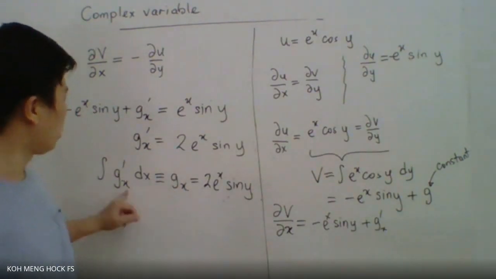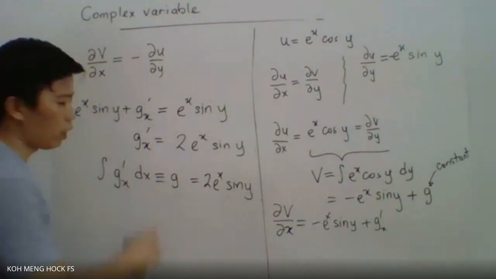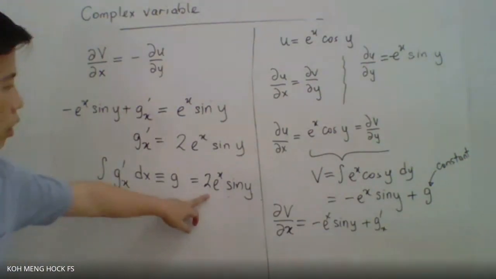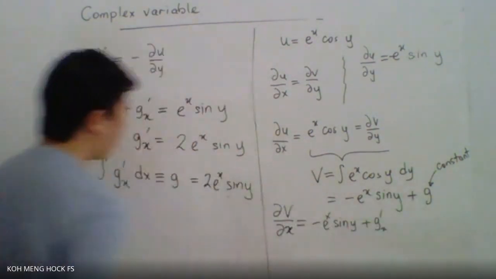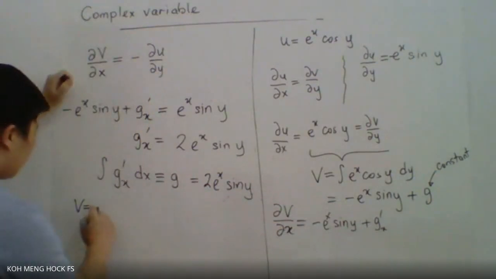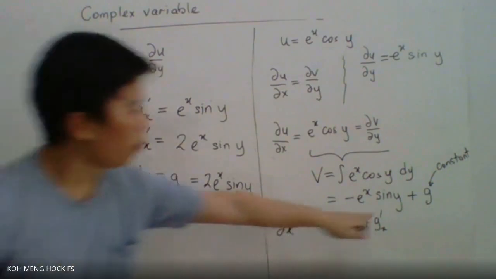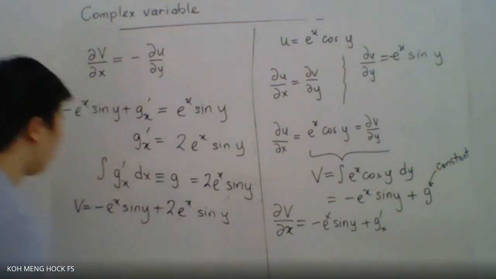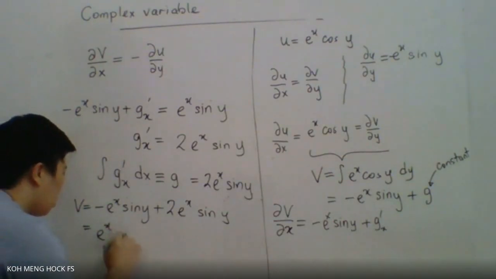Actually g now, because now I cancel this, because this x doesn't carry a meaning, it's just to remind me it is an integration with respect to x. So now I have g equals to this guy. So we have to plug it back in. Now my v is equal to minus e^x sin y plus my g. So this is 2e^x sin y, and this is going to be equal to e^x sin y.